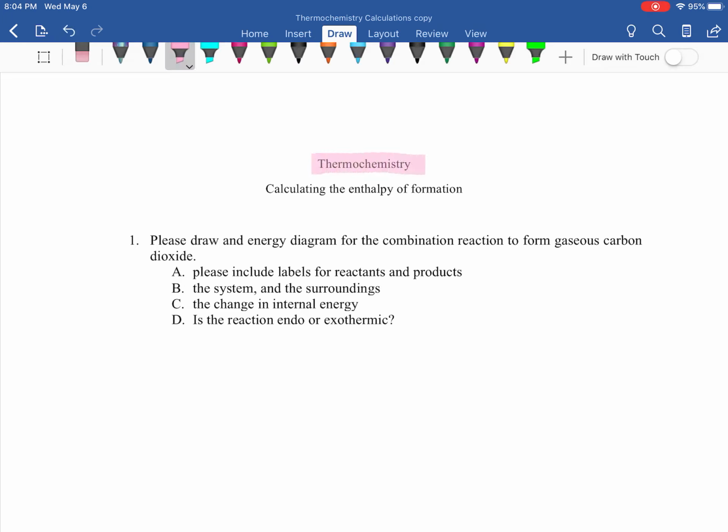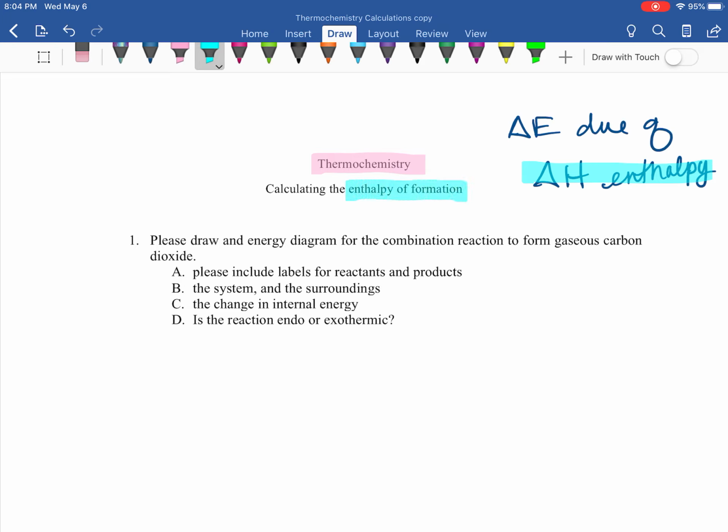We're still going to look at our change in internal energy due to that heat flow. Whenever we're looking at the change in internal energy due to heat flow, this is our enthalpy. I wanted to show you what a normal question would read like. And what we're calculating is the enthalpy of formation. That is a good place for us to start.